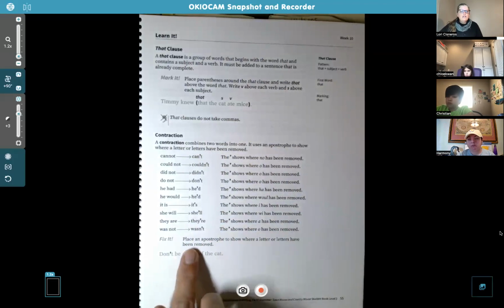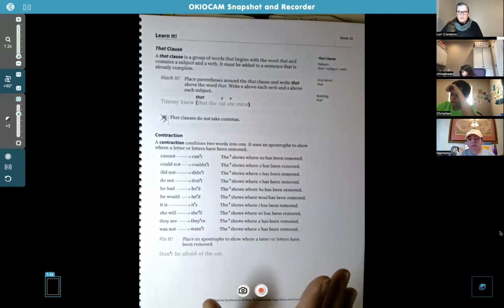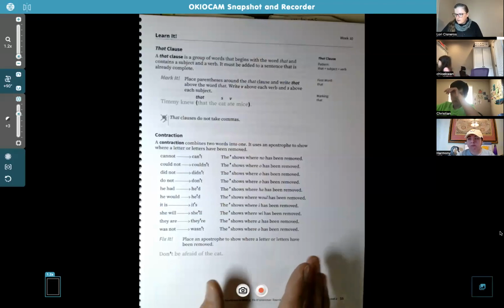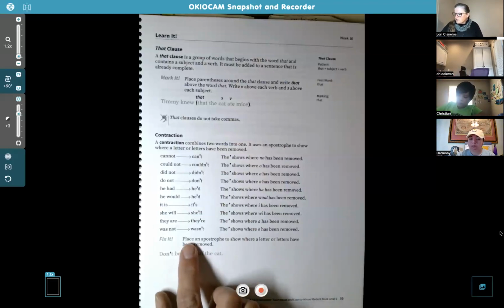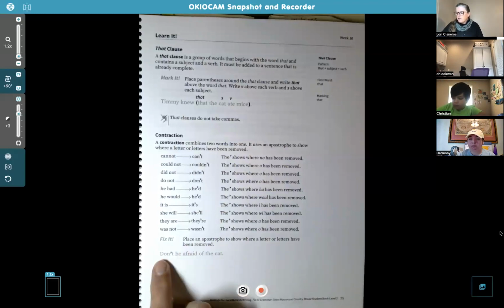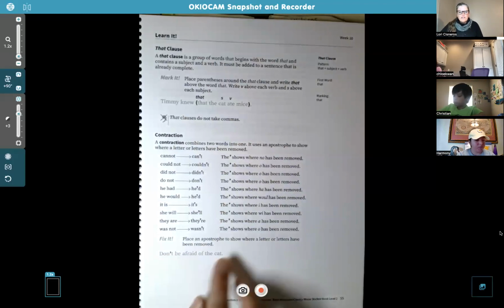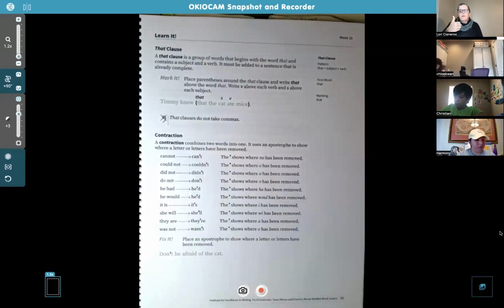So basically in this book, they're going to leave out the apostrophes on purpose, and you've got to figure out where they go. Okay. So it says to place an apostrophe to show where a letter or letters have been removed. So here's the word don't. Don't be afraid of the cat is the sentence. And they forgot the apostrophe, so you just write it in where it goes. You guys know about contractions, right? Give me a thumbs up if you already knew all that about contractions.